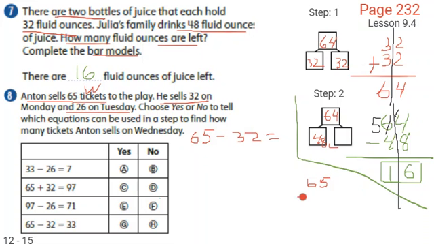And we're going to subtract 32. I'm going to draw a line to separate our ones place value from our tens place value. 5 ones minus 2 ones is equal to 3 ones. 6 tens minus 3 tens is 3 tens. Okay, so there's that 33.